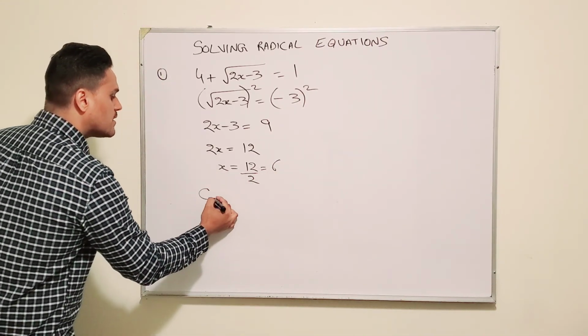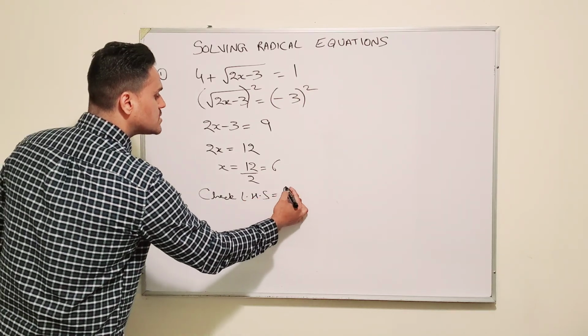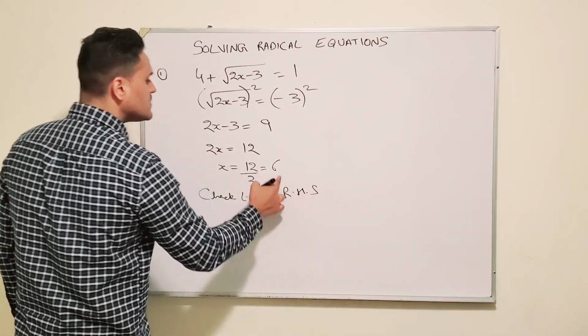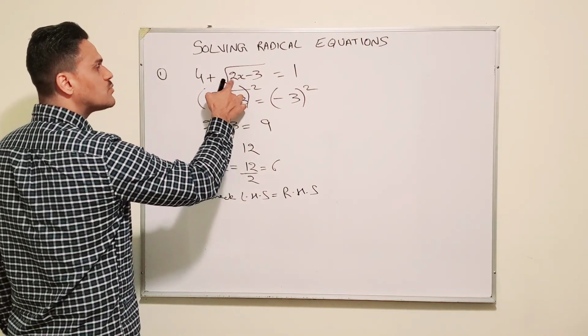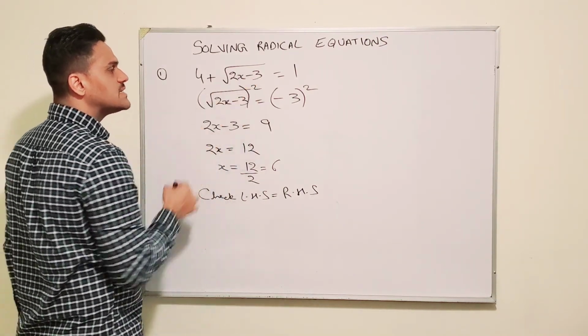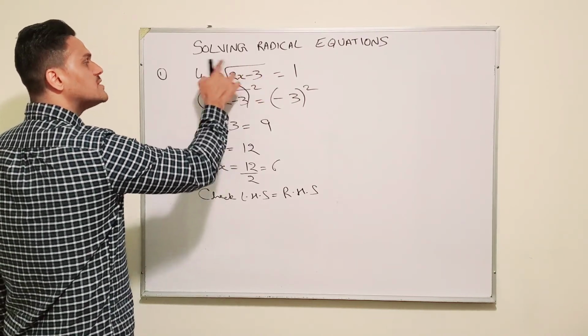Now we need to check if our left hand side is equal to our right hand side. So we're going to plug in 6 over here, folks. 6 times 2 is going to give me 12. 12 minus 3 is going to be 9. Square root of 9 is going to be 3. 4 plus 3 is going to be 7.